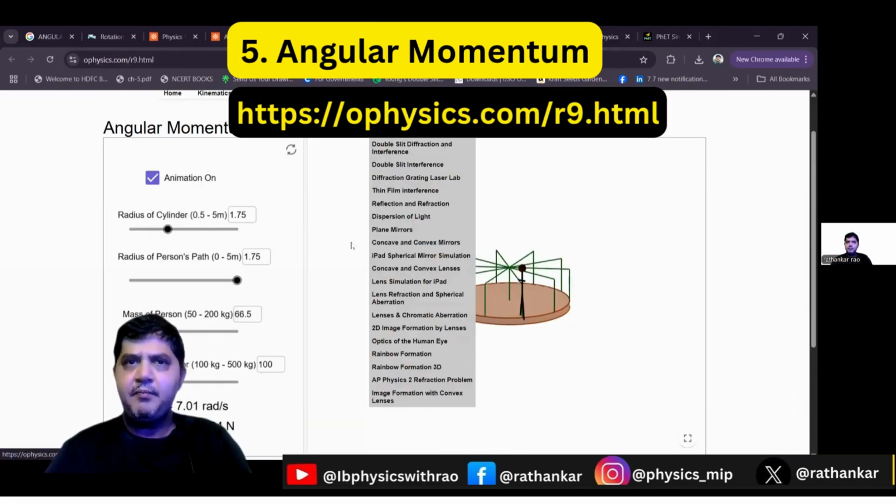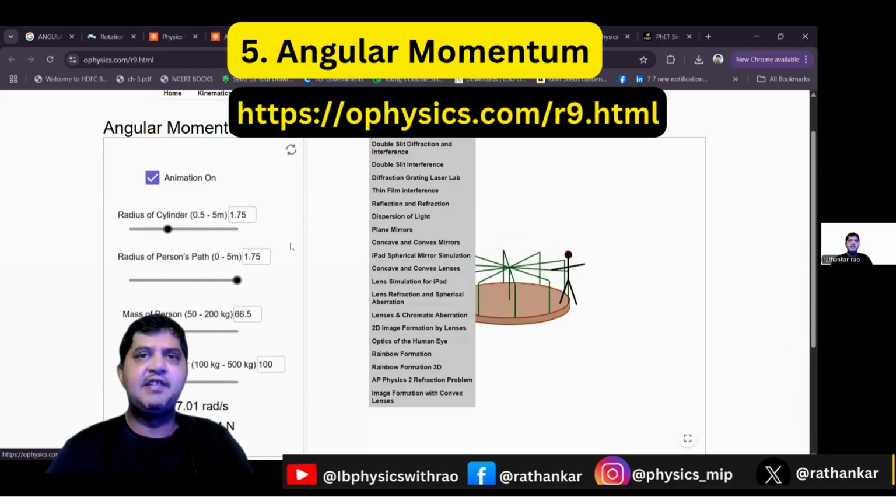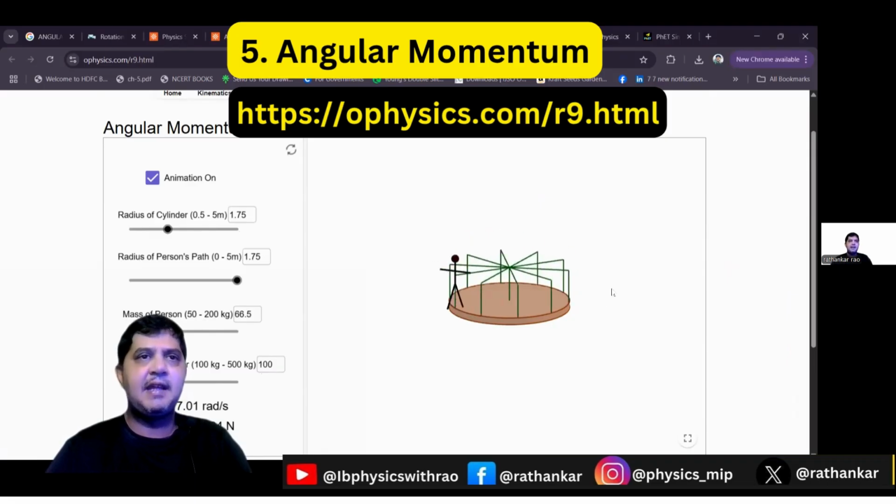angular momentum. So what is angular momentum? Moment of momentum, which is nothing but mvr. mvr is nothing but angular momentum, or I times omega is angular momentum, right?